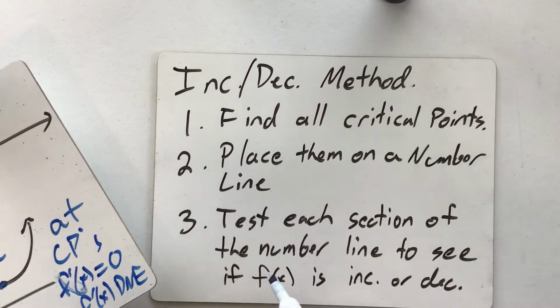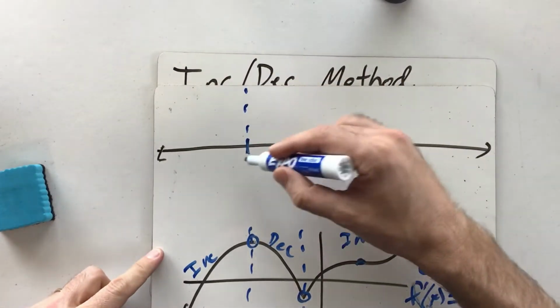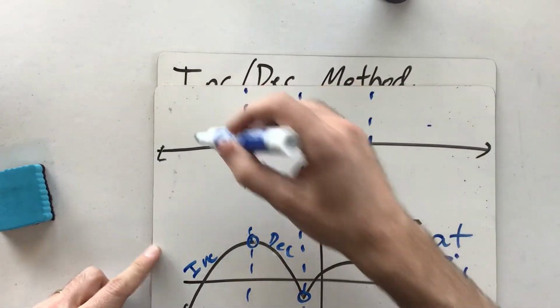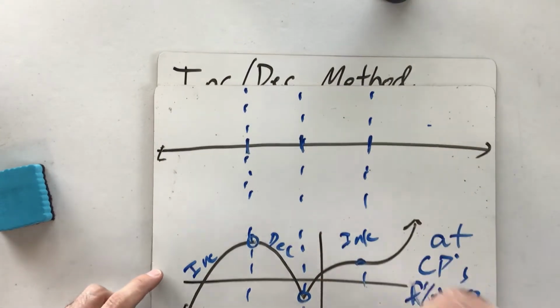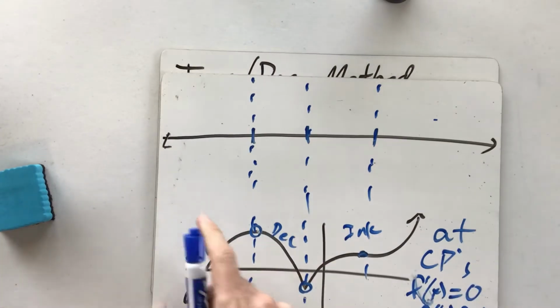And then once I have a number line, what I know is that if I look at this, I have 3 sections of my graph. Actually, I have 4 sections of my graph. And I know that inside this section, right, inside this section, I'm either always increasing or always decreasing.